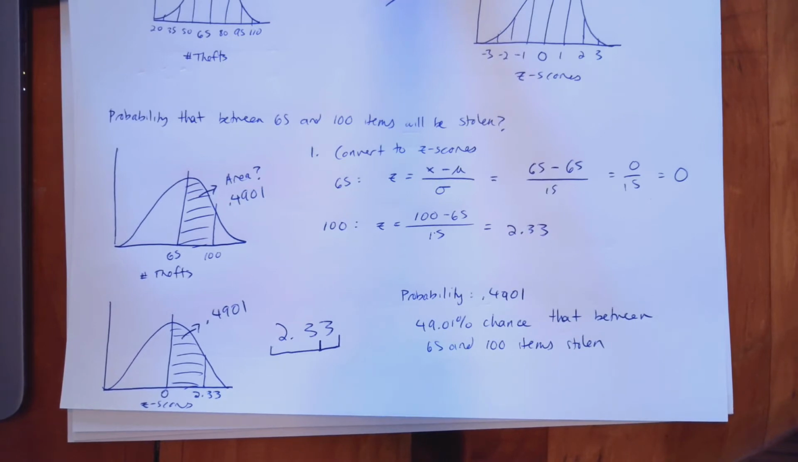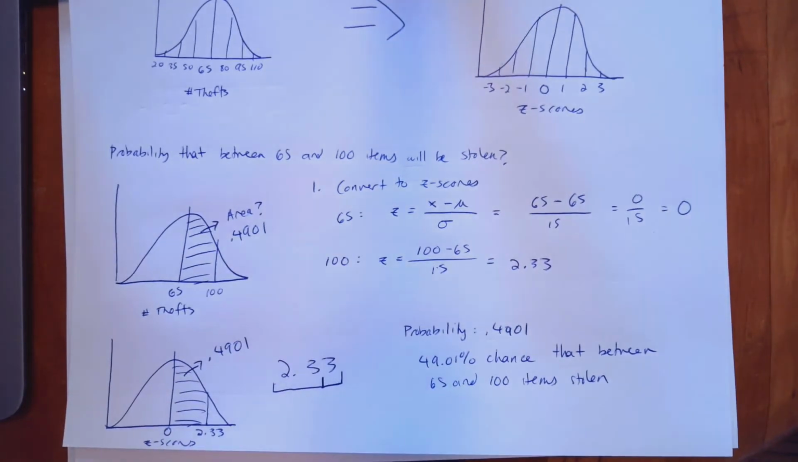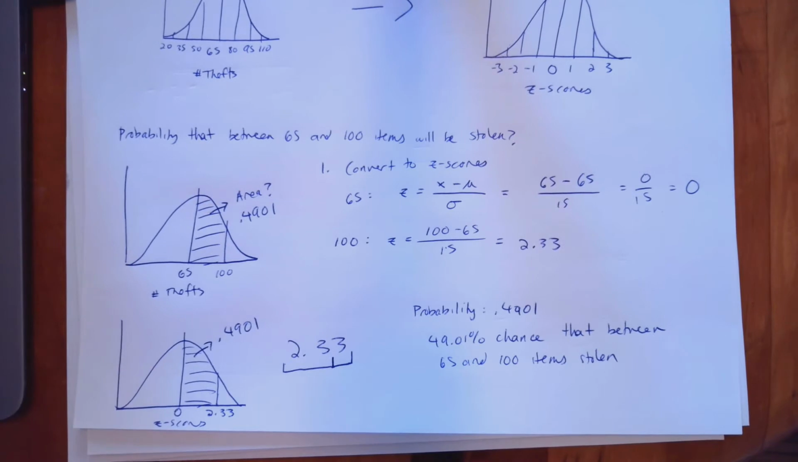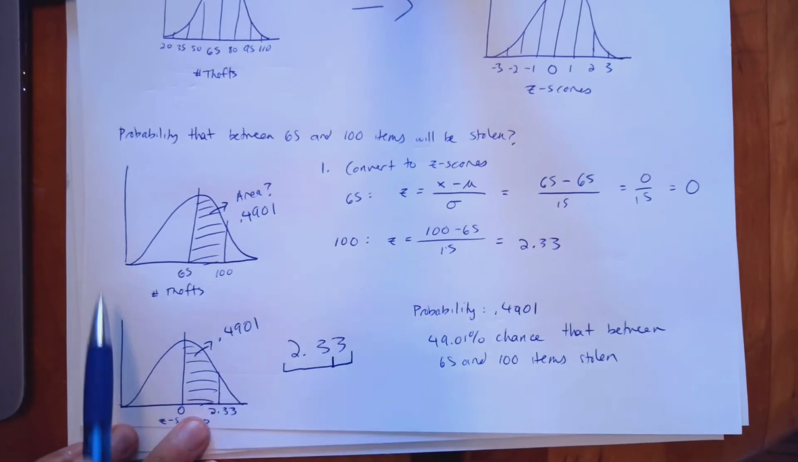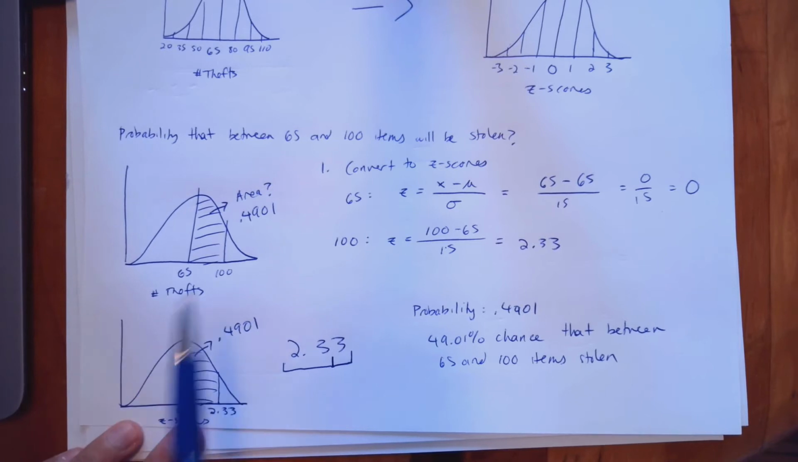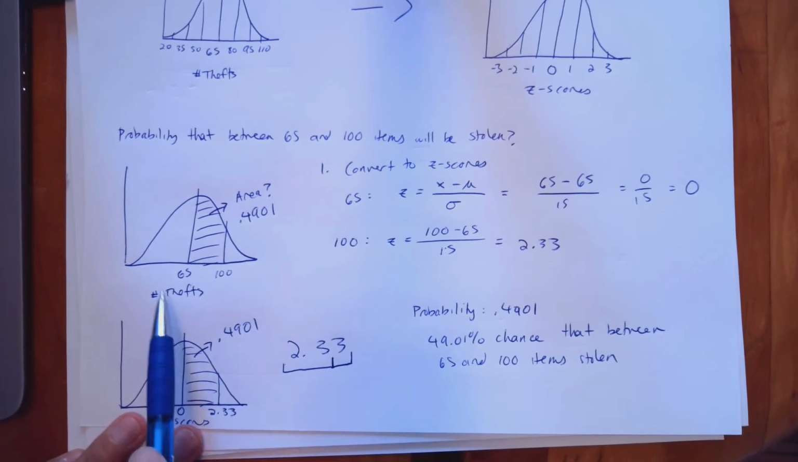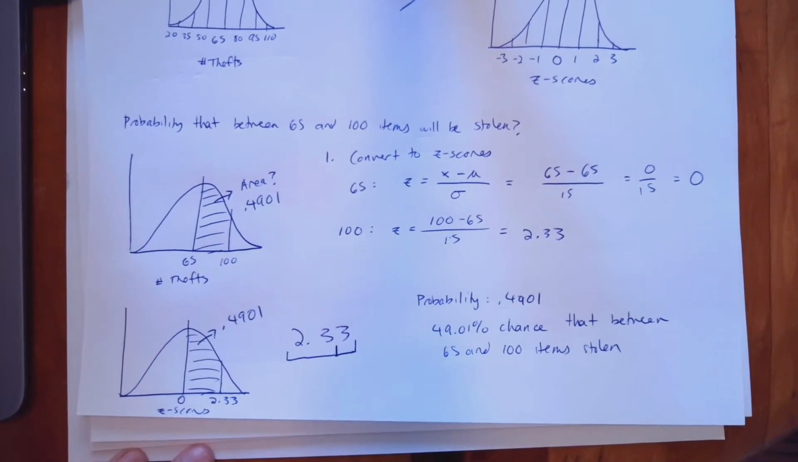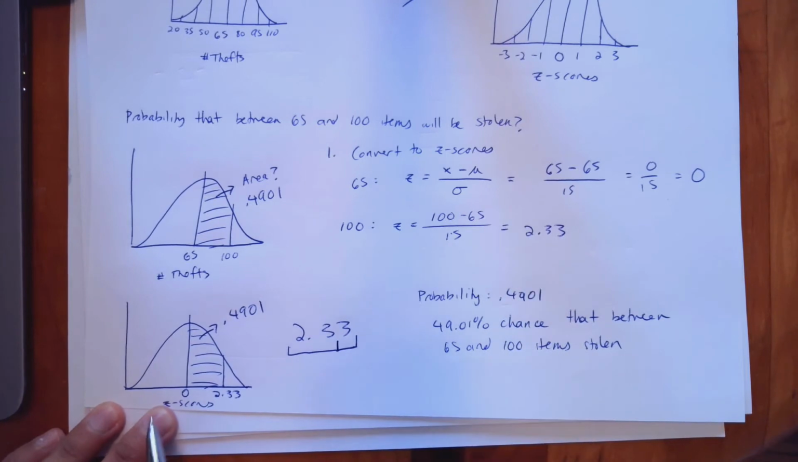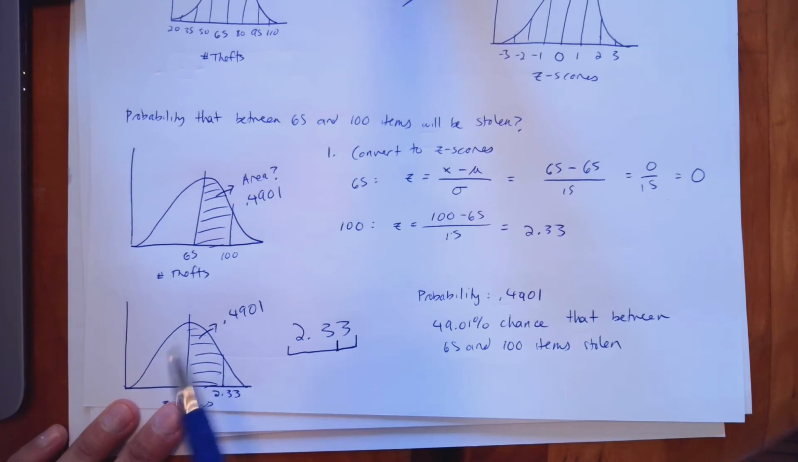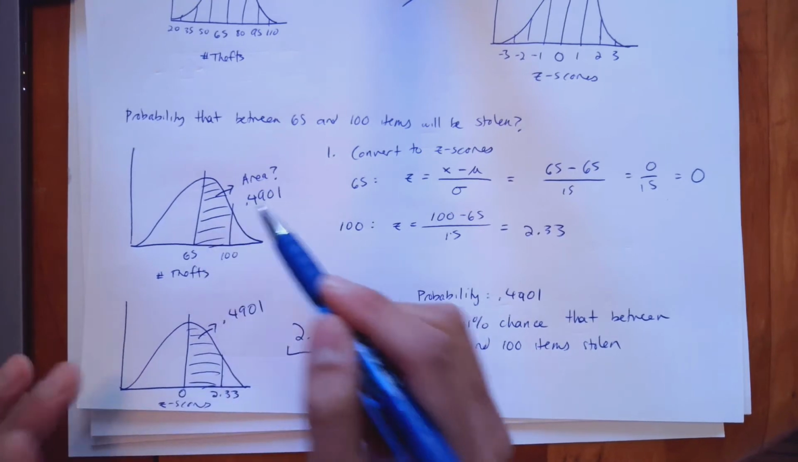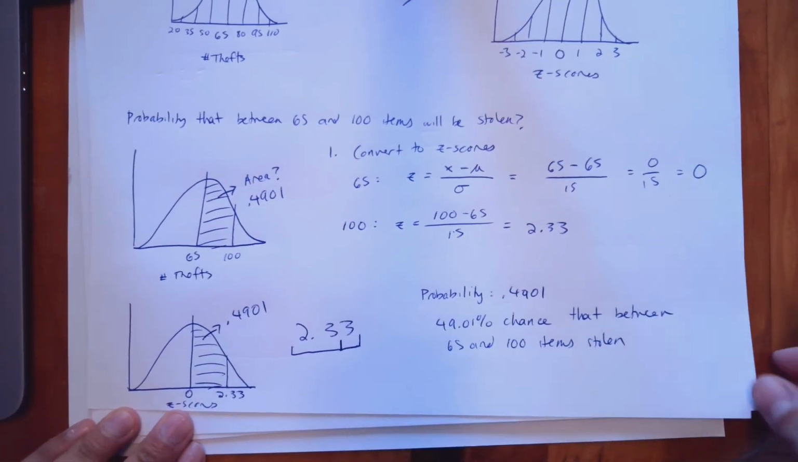I'll go through another couple examples of this, as well as how to find areas that don't include the mean here. But the basic steps are always going to be the same. You write out what you're looking for with the units of interest. So here we're interested in between 65 and 100. Figure out what shaded area you're looking for. Then convert everything to z-scores and find out the area under the curve using the standard normal distribution. The area under the curve that you found for the standard normal distribution will be equal to the area that you were originally looking for in your normal distribution with other units.